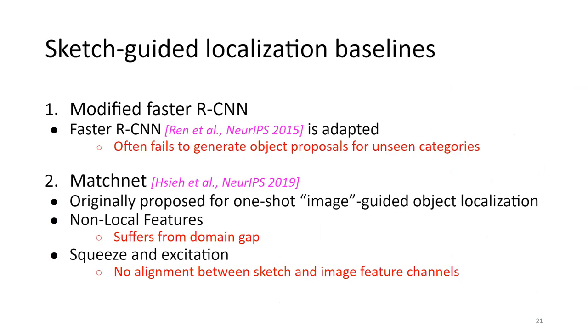The other baseline is MatchNet, which is a recent work on image-conditioned object localization. They utilize non-local features and squeeze and excitation in their region proposal network. However, it is insufficient in sketch-conditioned object localization because non-local features suffer from the domain gap between the natural image and the corresponding sketches. And because of the lack of alignment between sketch and image feature channels, squeeze and excitation is also not applicable.